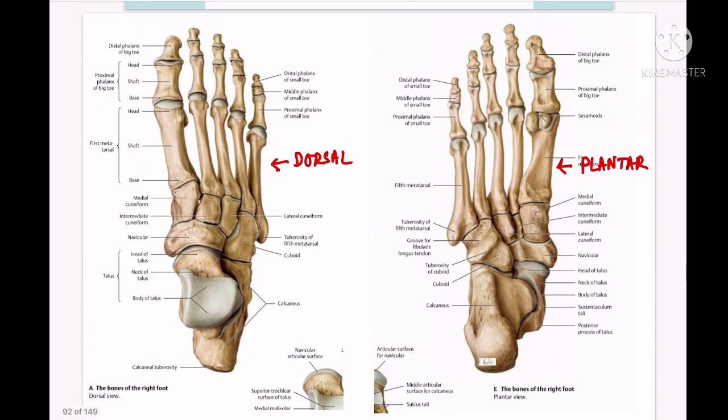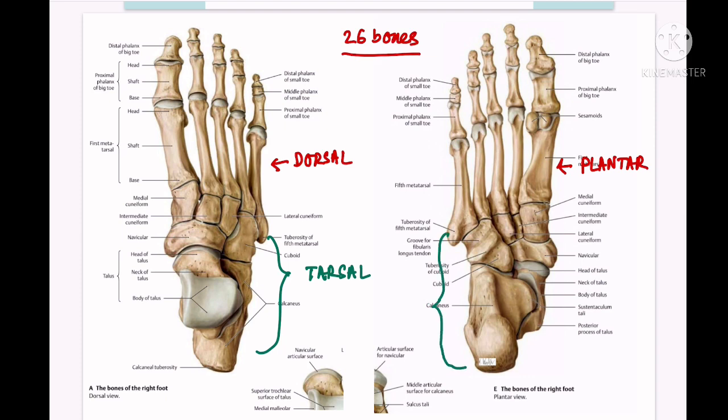Let's go back to the first diagram. I have already told you that lots of bones are present in the skeleton of the foot. How many bones are there? There are altogether 26 bones. These 26 bones have been categorized into three broad types, from proximal to distal. The most proximal group is called the tarsal bones. The proximal group is the tarsal group.